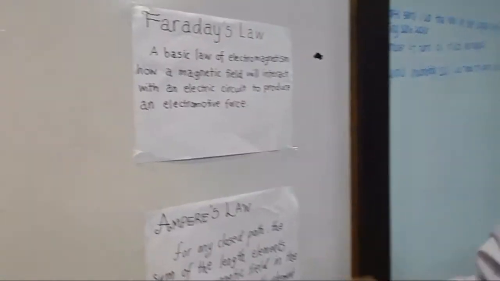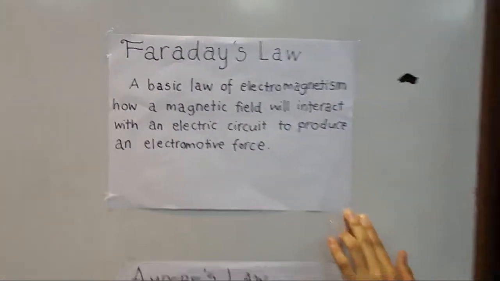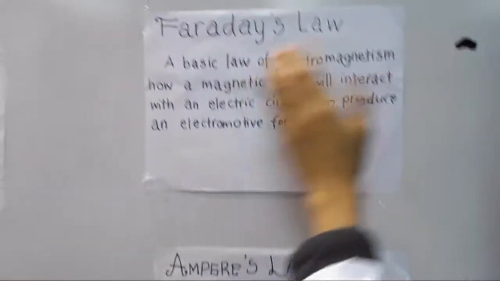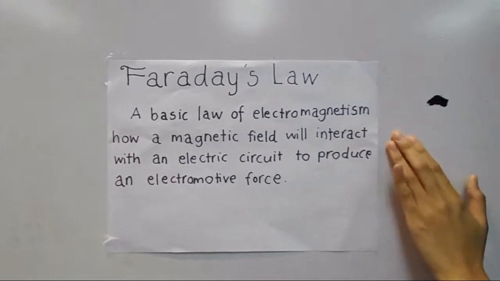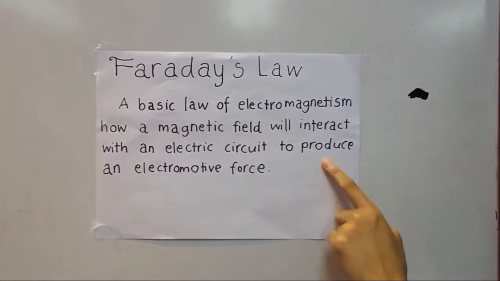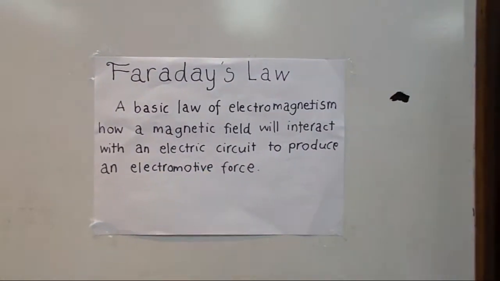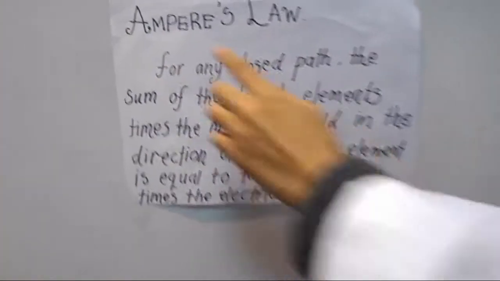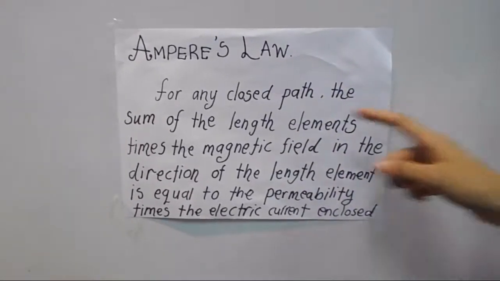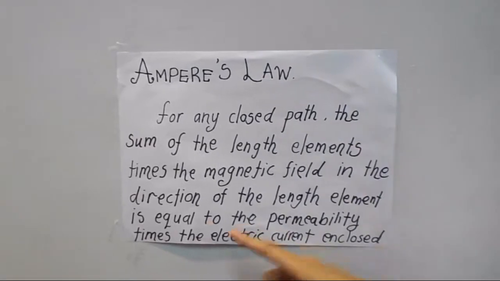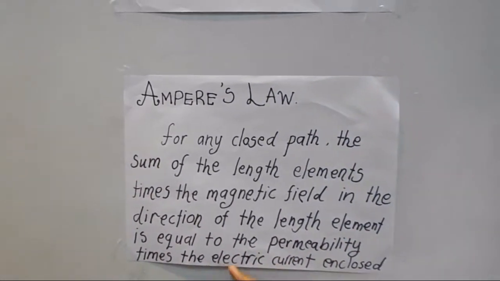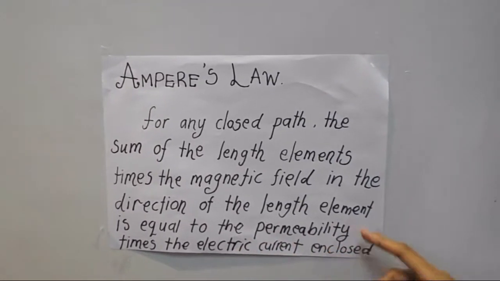And now there are two laws in this experiment, which are Faraday's law and Ampere's law. Faraday's law is a basic law of electromagnetism on how a magnetic field will interact with an electric circuit to produce an electromotive force. Next is Ampere's law. Ampere's law states that for any closed path, the sum of the length element times the magnetic field in the direction of the length element is equal to the permeability times the electric current enclosed.